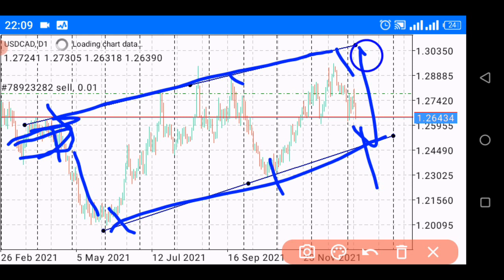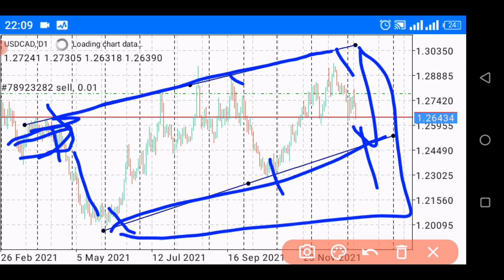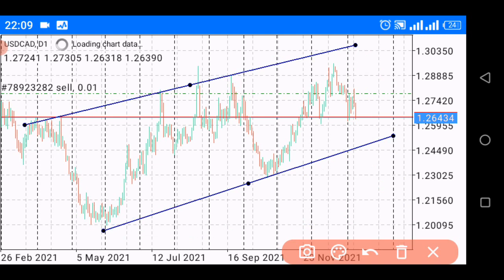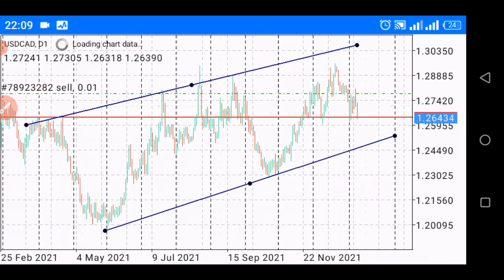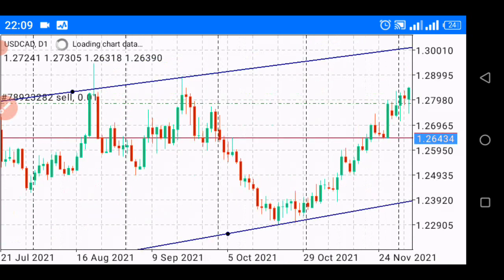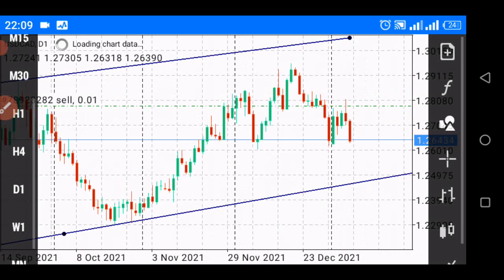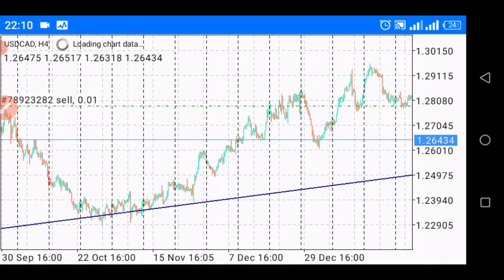I am expecting my downtrend. I always follow the market. I don't move ahead of the market. I always follow it. So this is the structure we have now. We have a pattern of ascending channel, and let's go to 4 hours so we can look at this movement clearly.